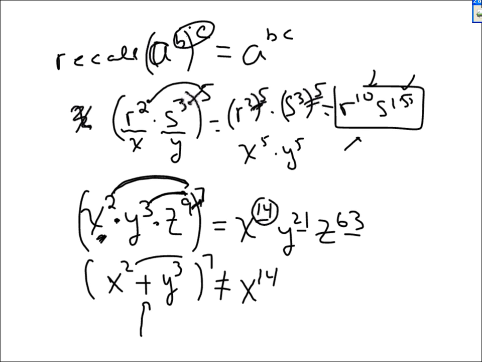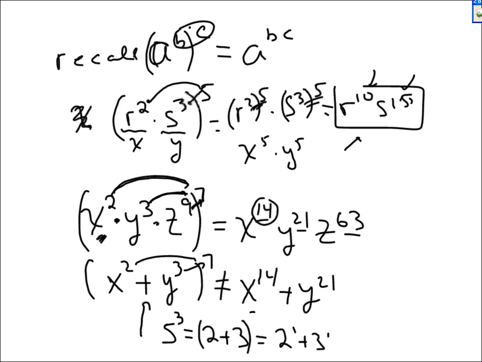the 14. 2 times 7 was 14. Plus 3 times 7 is 21. It is not that. It is not that. After all, 5 is 2 plus 3, which is 2 to the 1 plus 3 to the 1. And if I happen to cube everything, well, 5 times 5 times 5 is 125.